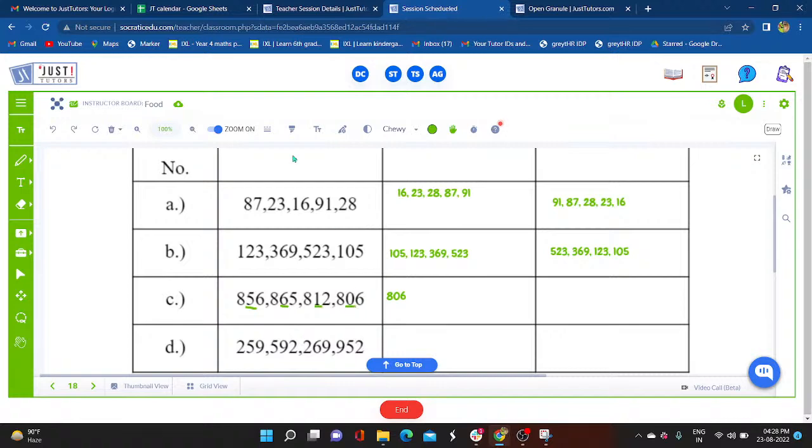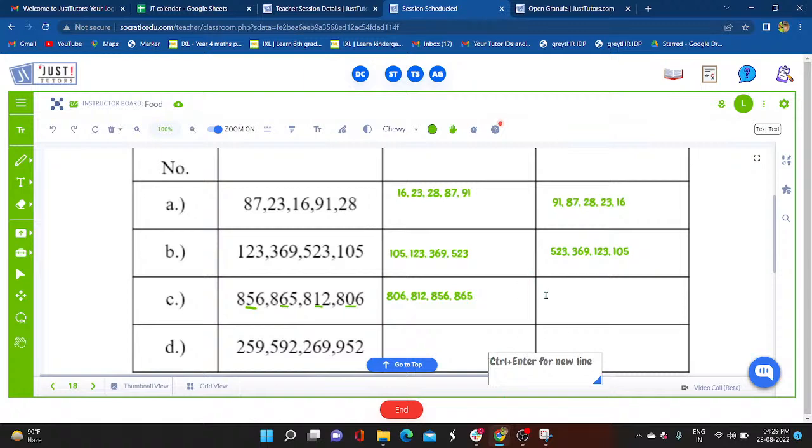Now this is how we arrange. We look at the next digits and then arrange the numbers accordingly. Now if we look at the next digits, 806, 0 is the smallest, so I have written 806 for that. That would be the smallest number. After 0 we have 1, which is 812. After that we have 5, which is 856, and at last we have 6, which is 865.